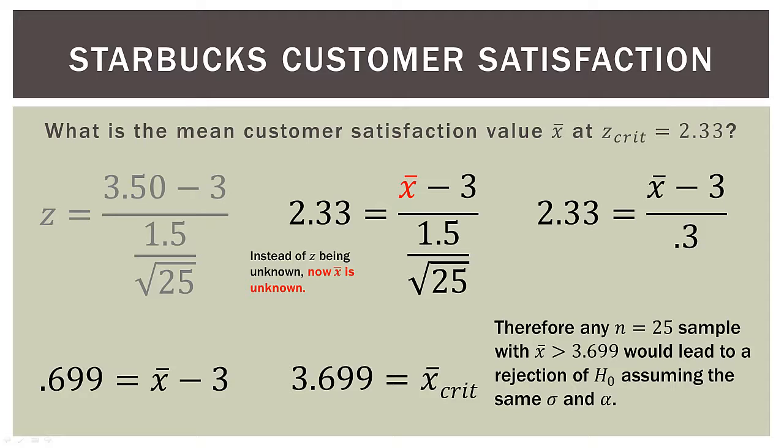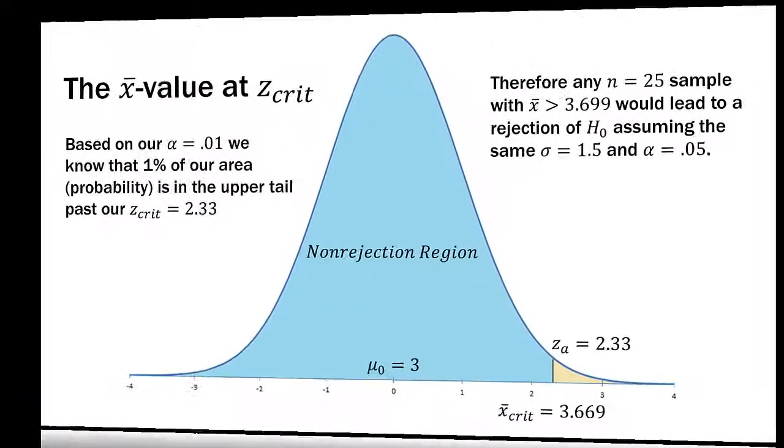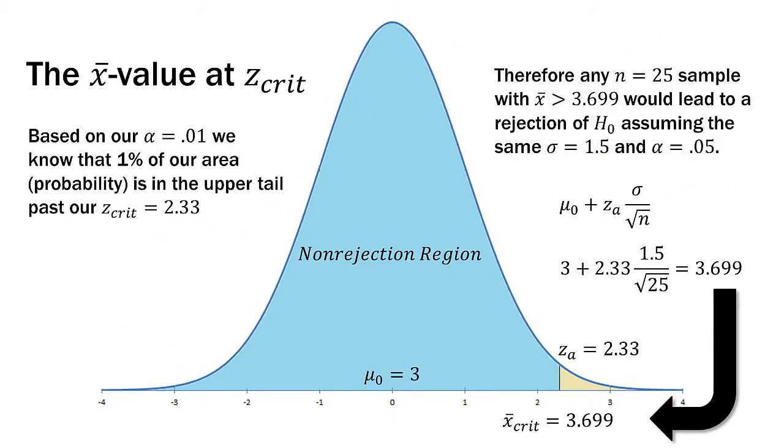So the z critical of 2.33 and the critical mean of 3.699 are two ways of saying the exact same thing. They are two ways of locating the exact same spot on our sampling distribution. So based on our alpha of 0.01, we know that 1% of our area is in the upper tail past our z critical value. Again, therefore, any sample with a mean above 3.699 would lead to the rejection of the null hypothesis. So if we had a mean of 3.72 or 3.8, then we would reject the null hypothesis because it would be in the brown area above our critical mean.